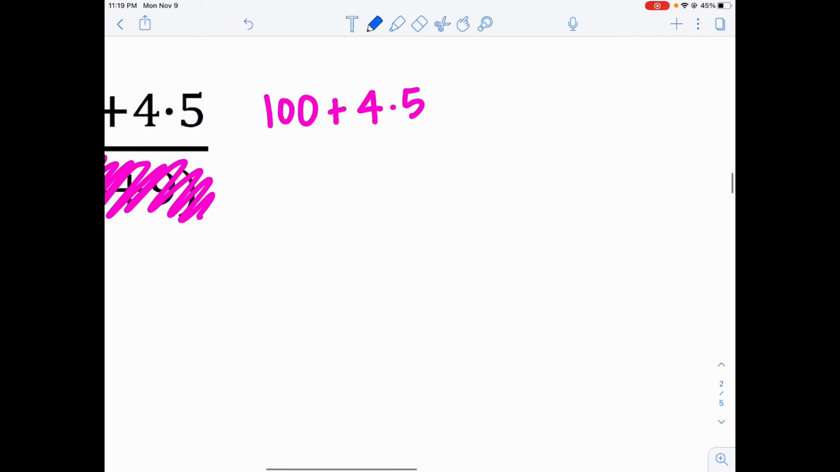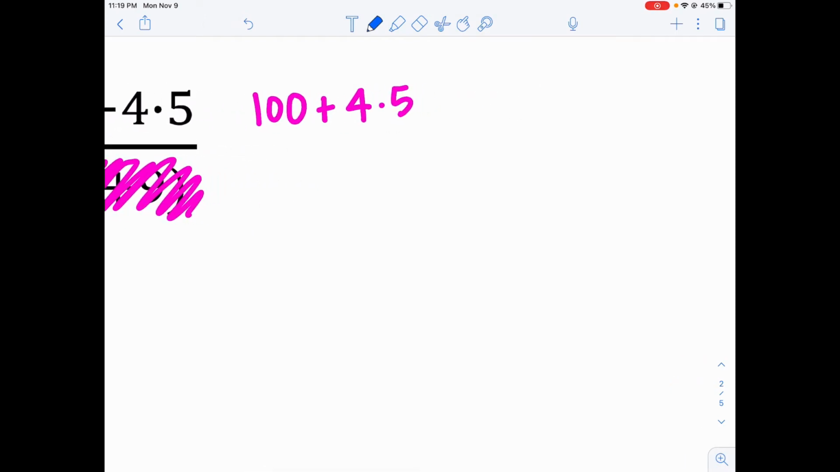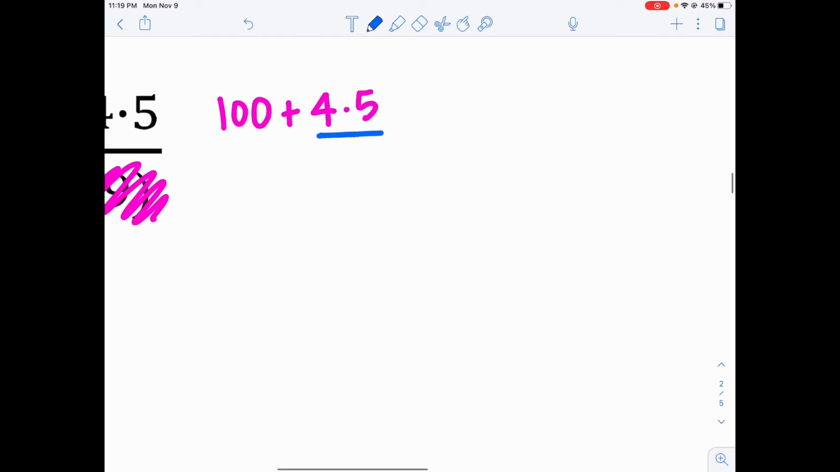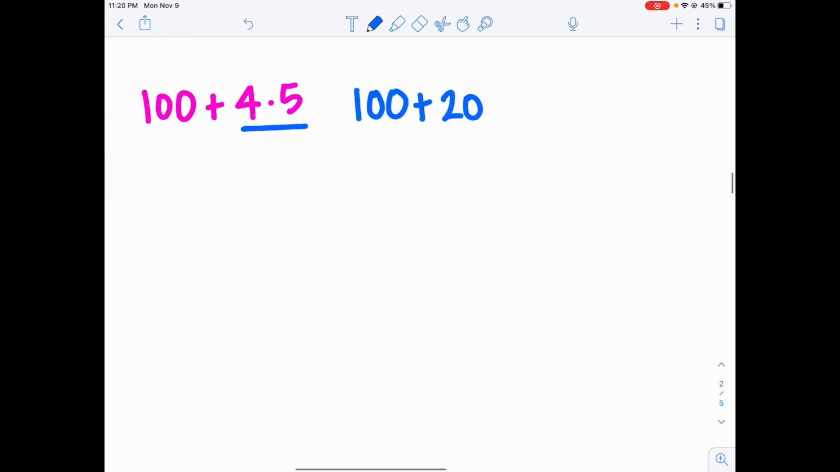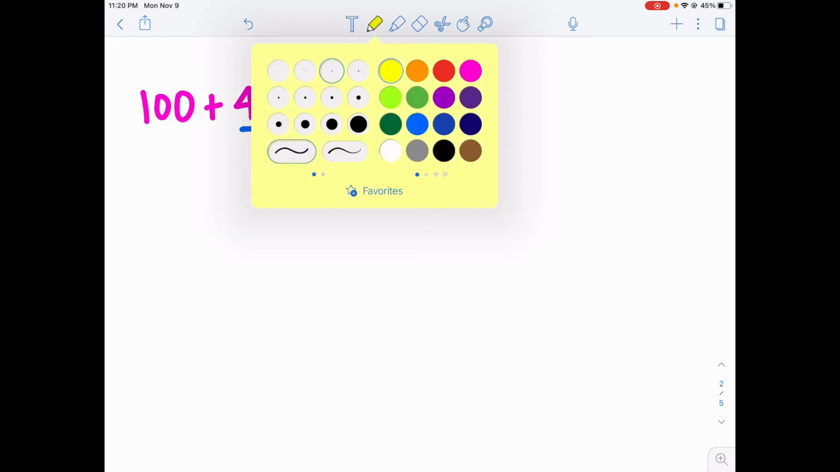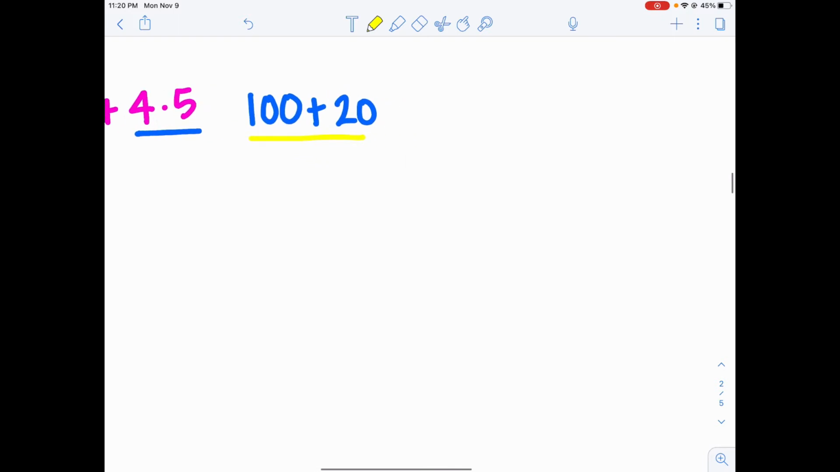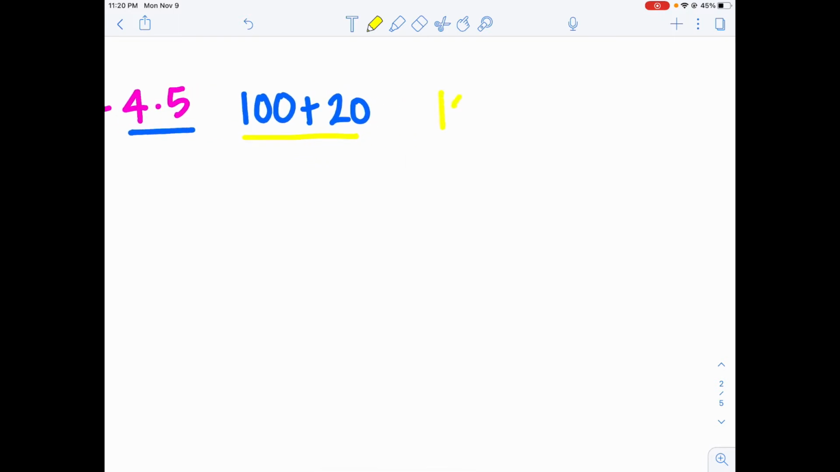Now I'm going to keep on simplifying. Order of operations says that I need to do multiplication before I do addition. So I'm going to do the multiplication. 4 times 5 is 20. So I'm going to do 100 plus 20, because 4 times 5 when I simplify is 20. Finally, I'm going to simplify 100 plus 20. That gives me 120.